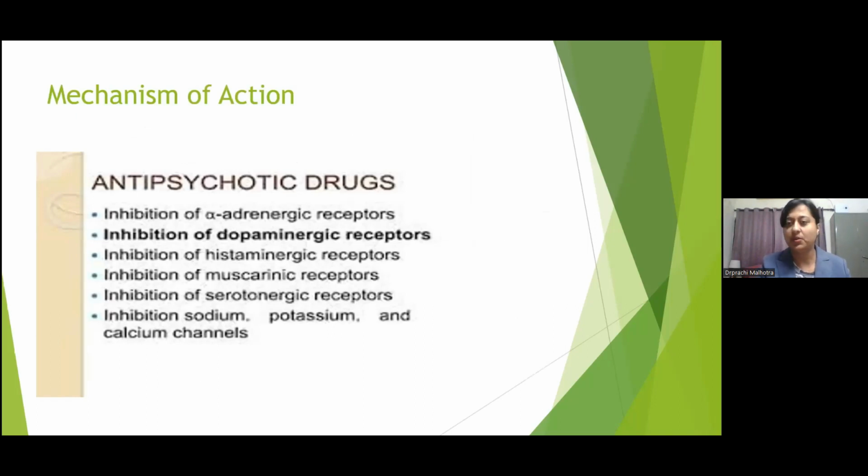Now, the mechanism of action of antipsychotic drugs is that it causes inhibition of alpha adrenergic receptors, dopamine receptors, histamine receptors, and muscarinic receptors. It also causes, as we have already studied, inhibition of serotonin receptors, and it also inhibits sodium, potassium, and calcium channels.